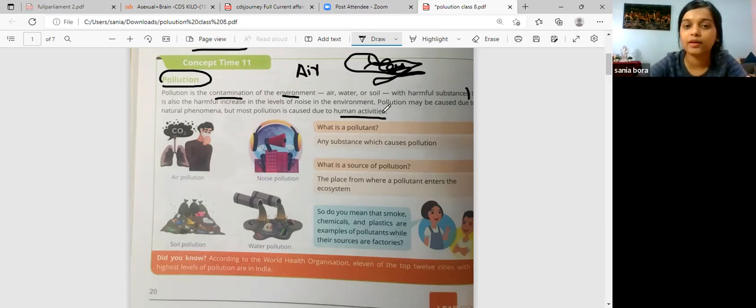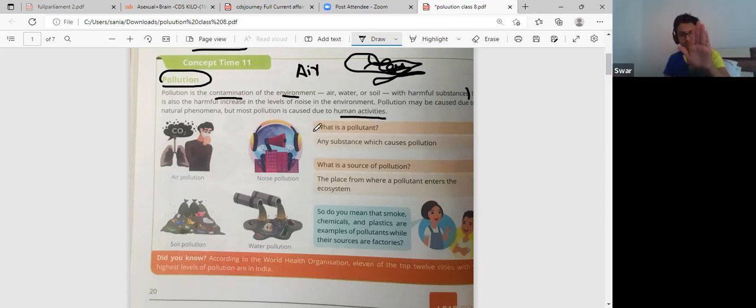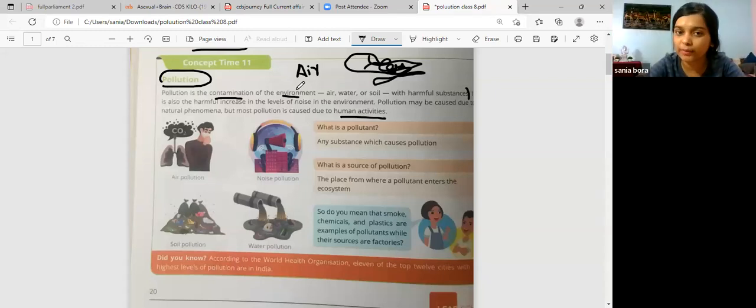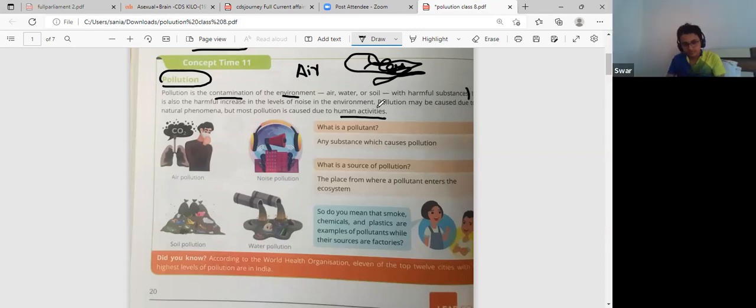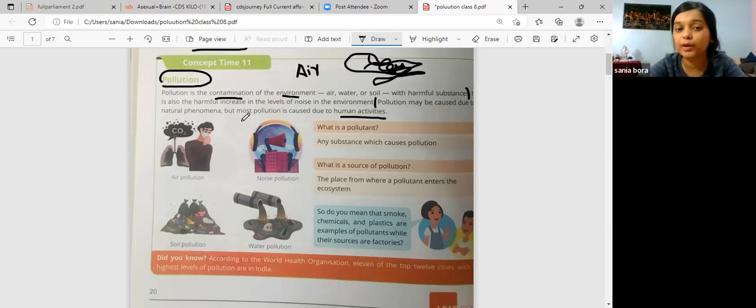Clear? Then, ma'am, what is pollution? You are clear that pollution is the contamination of the environment. It can be air, water, or soil, with harmful substances. Next will be from here that pollution may be caused due to natural phenomena, but most of the pollution is caused due to human activities.